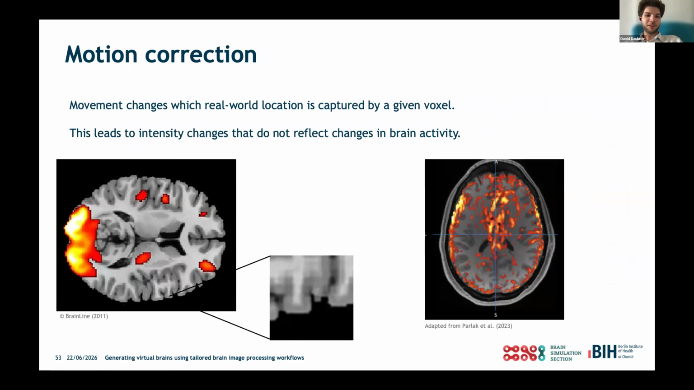The goal of motion correction is to satisfy the assumption that the same voxel refers to the same location within the brain throughout all the volumes. And this doesn't tend to be true since participants always move within the scanner.